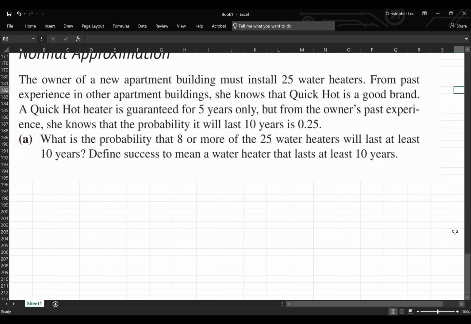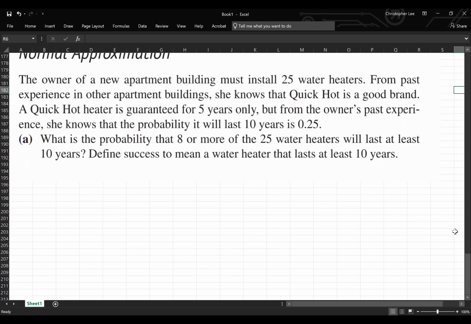0.25. So, what is the probability that 8 or more of the 25 water heaters will last at least 10 years? So, define success to mean a water heater will last at least 10 years, all right?